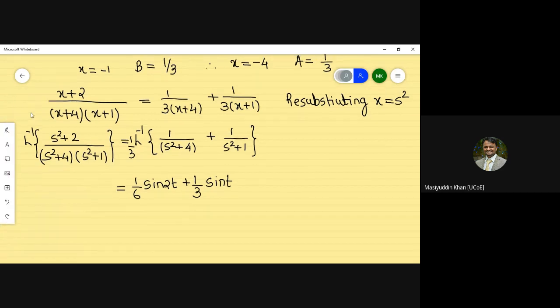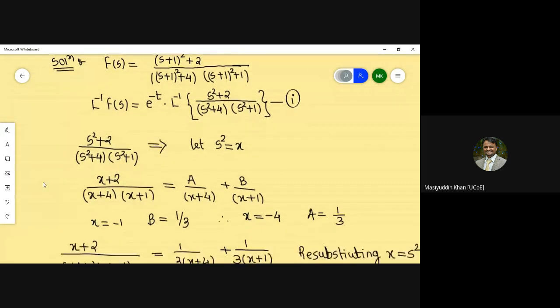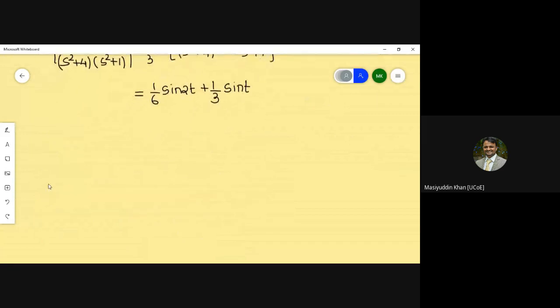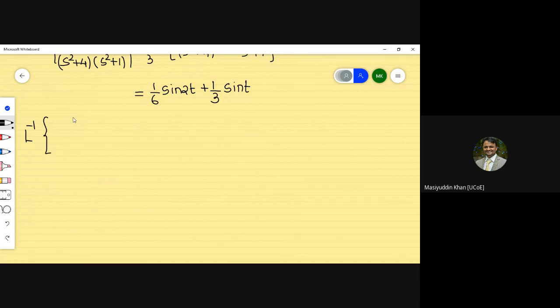Now we have to substitute this thing in equation number 1. So at the end you will get the final result of that part. So Laplace inverse of what was our function? s square plus 2s plus 3 upon s square plus 2s plus 5 and s square plus 2s plus 2. This was our problem. We have calculated the Laplace inverse of that.